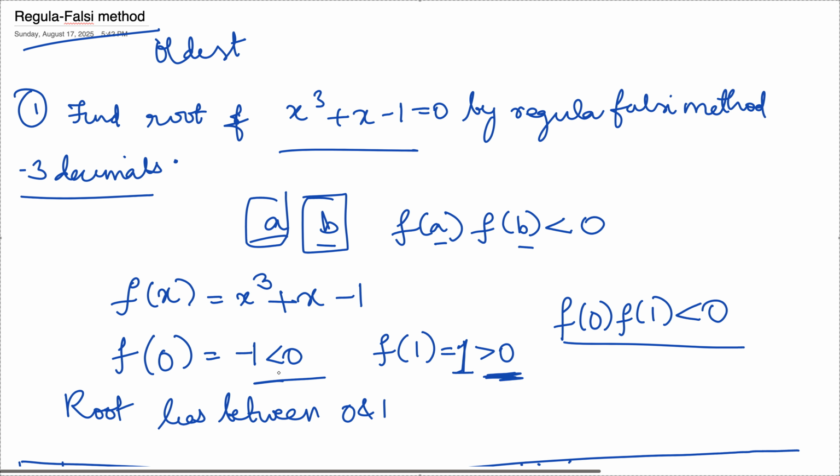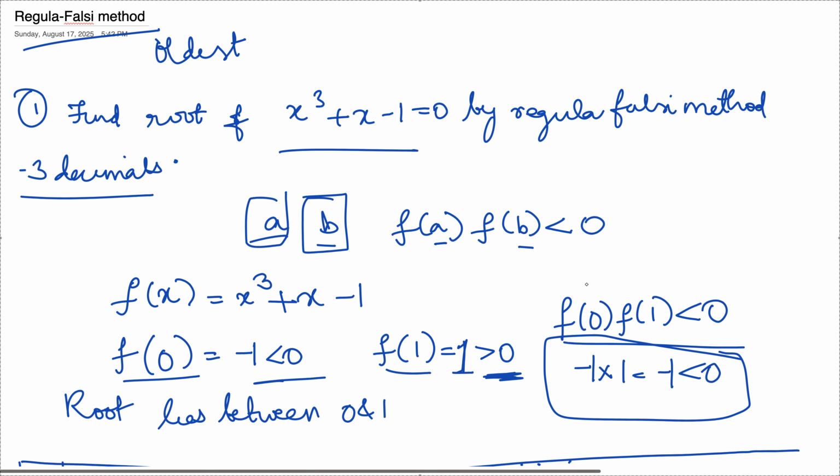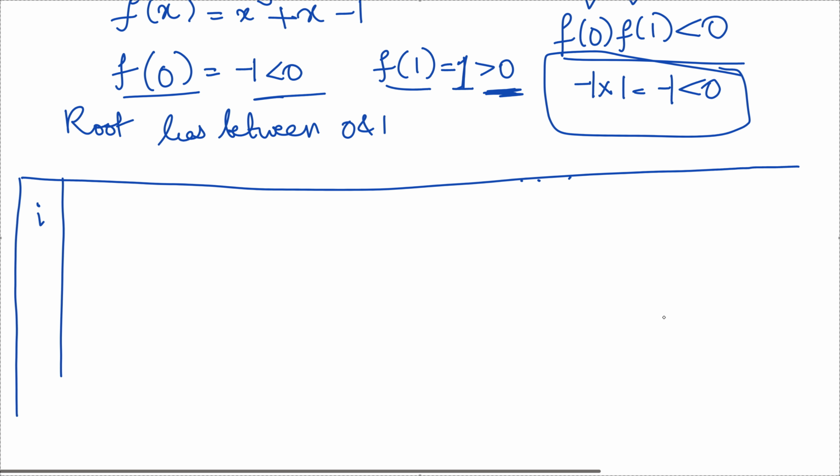So what can we say? f of 0 into f of 1 is less than 0. f of 0 is minus 1 into f of 1 is 1, so minus 1 into 1 is minus 1, and minus 1 is less than 0. So we have got two numbers such that f of 0 into f of 1 is less than 0. That means the root lies between 0 and 1. Now let's go back to the table.